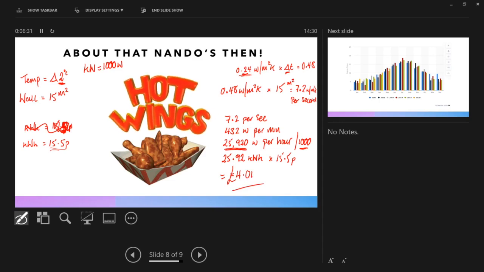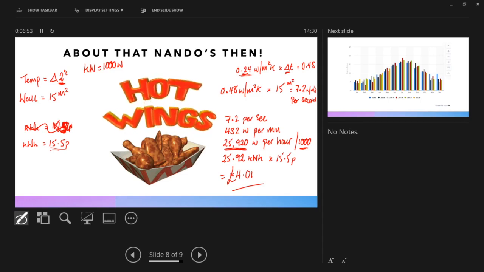There we go. How many chicken wings can you buy at Nando's for £4.01? I don't know. I absolutely don't care. I'm a vegetarian. So what? I'm a rule breaker. £4.01. Now that's every hour. Now, something you need to remember about this figure here.